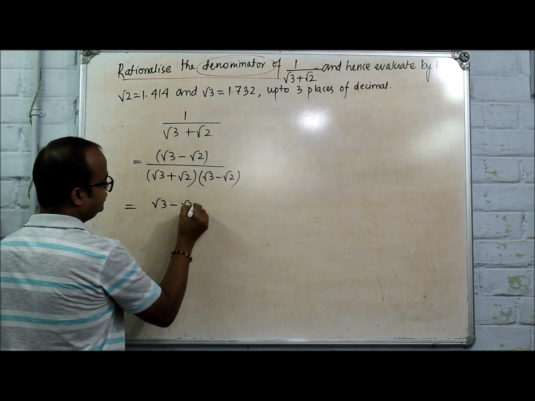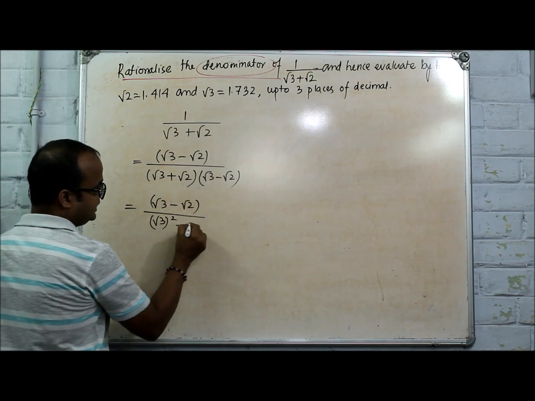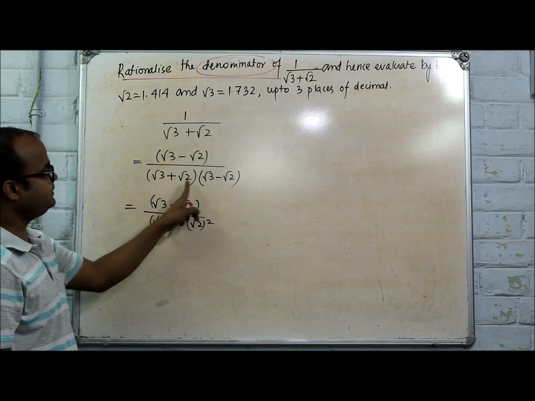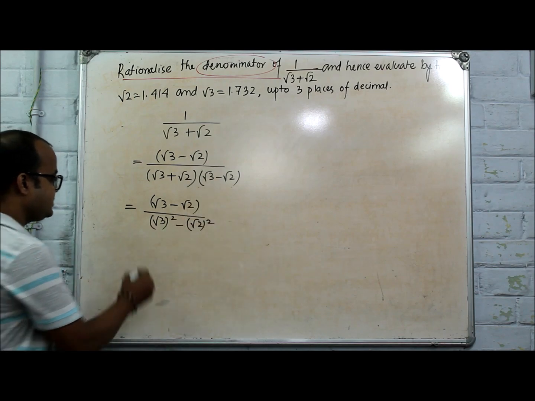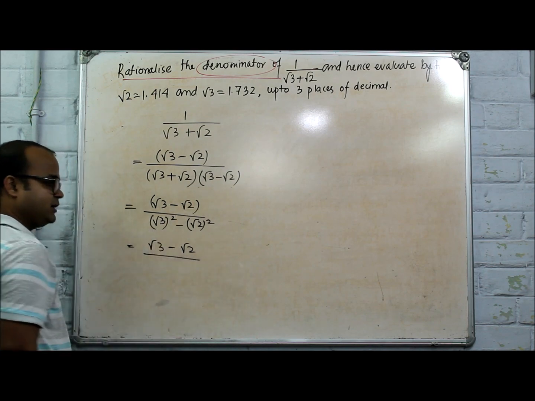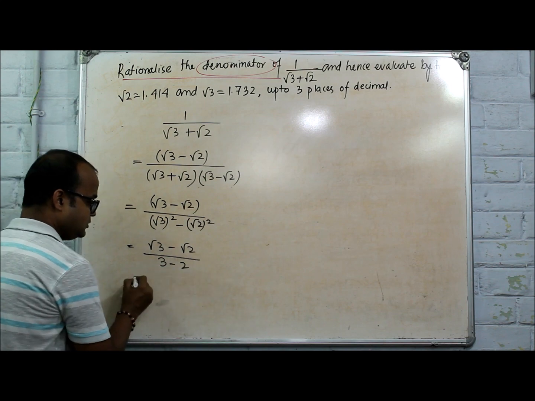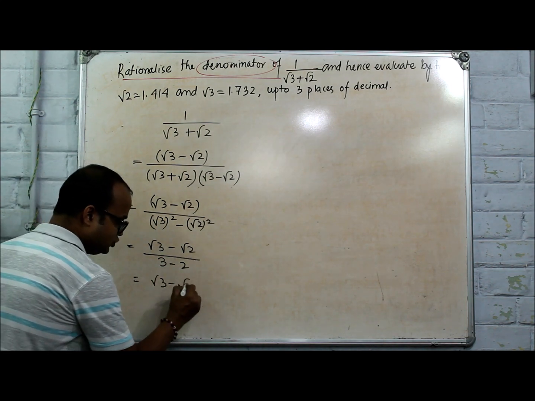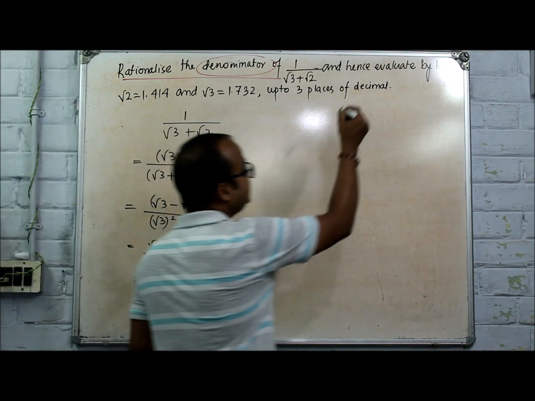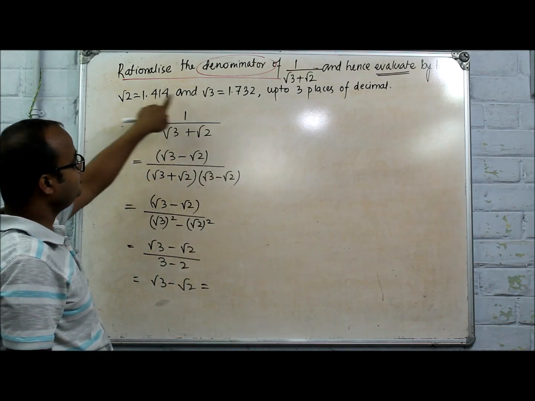Root 3 minus root 2, root 3 square, a square minus b square. We are applying a plus b into a minus b, so a square minus b square. So root 3 minus root 2, root 3 square is equal to 3 minus 2, so root 3 minus root 2 by 1. Now once you rationalize, then evaluate by taking the given root 2 value and root 3 value.